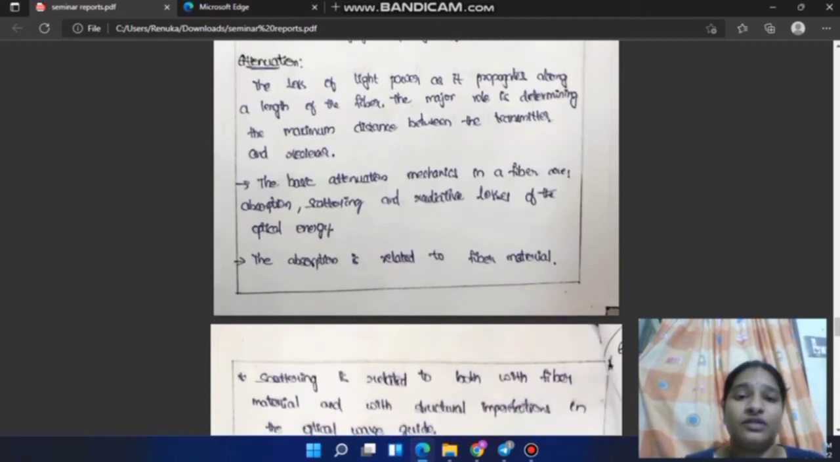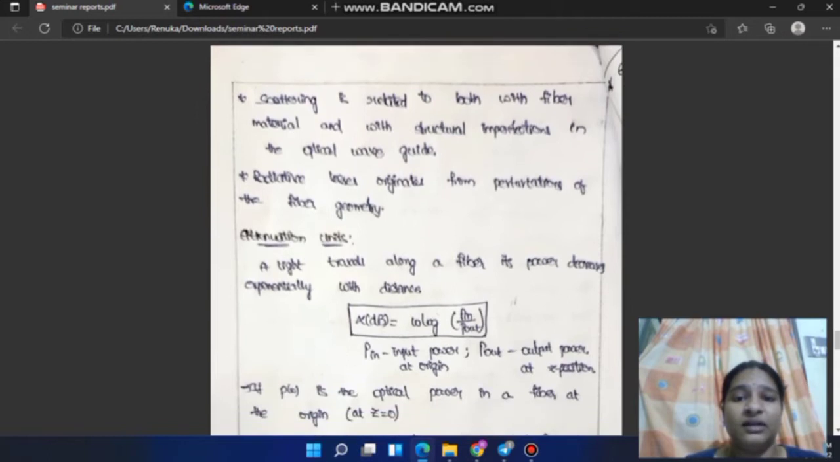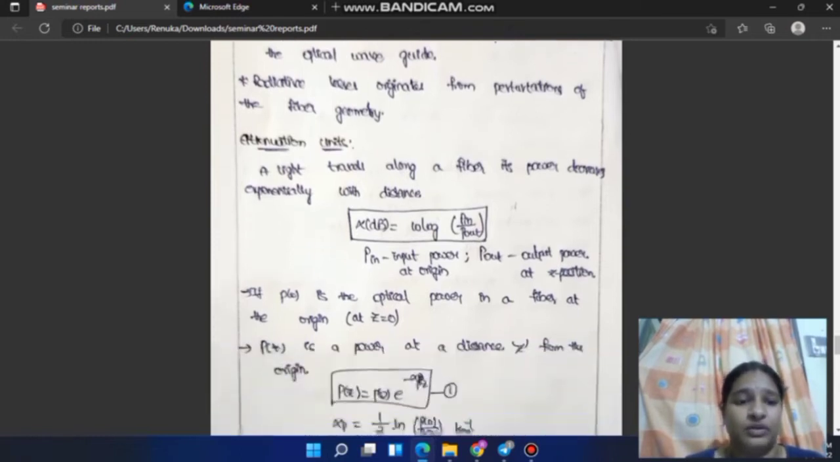Attenuation is the loss of light power as it propagates along the length of a fiber. The major role is determining the maximum distance between the transmitter and receiver. The basic attenuation mechanics in a fiber are absorption, scattering, and radiative losses of the optical energy. Absorption is related to the fiber material. Scattering is related to both the fiber material and the structural imperfections in the optical waveguide. Radiative losses originate from perturbations of the fiber geometry.